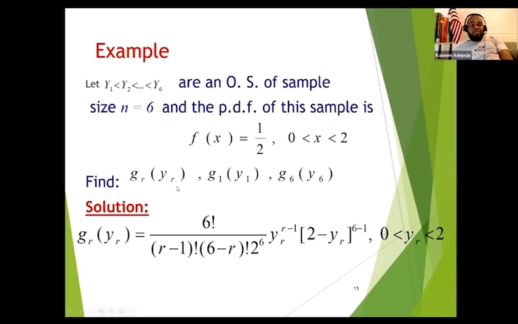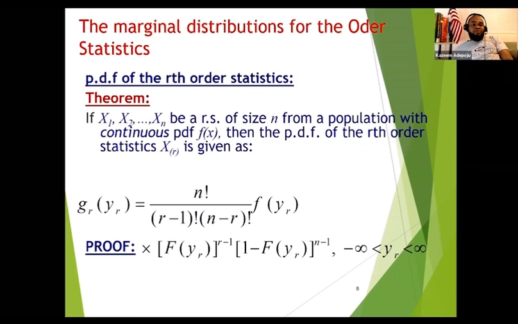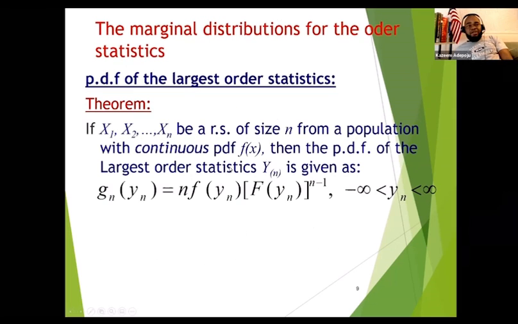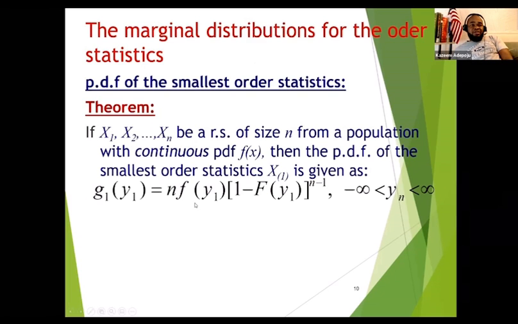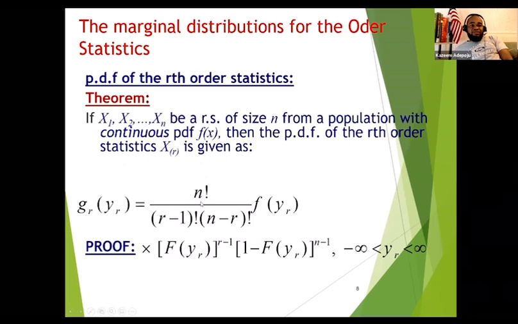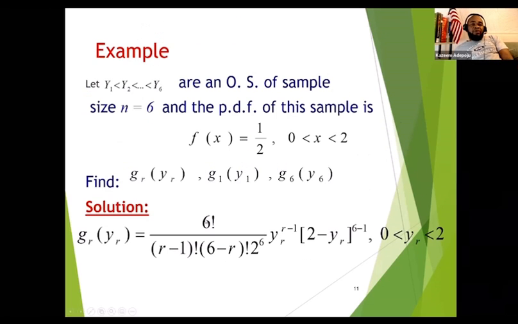But let me tell you this: if you want to figure out g of yr, of course, you're going to make use of the formula right here. Look at that, the whole of that. And don't forget, you need to identify your n. Your n equals 6, because I have 6 variables, you're going to plug in 6. I'm going to show you. Anywhere you see n, you're going to plug in 6. And when you plug in 6, this is what you're going to have.